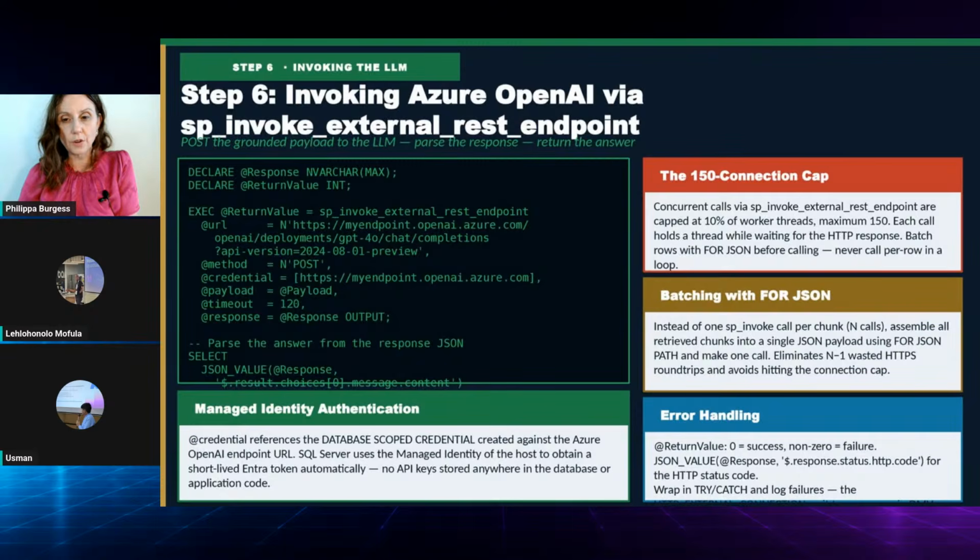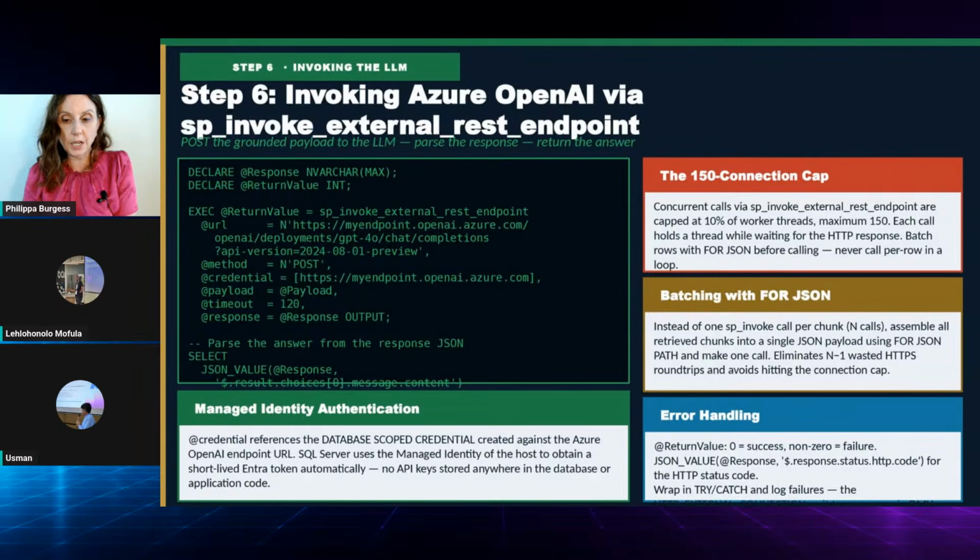So here you have the 150 connection cap. Concurrent calls via sp_invoke_external_rest_endpoint are capped at 10% of worker threads, maximum 150. Each call holds a thread while waiting for the HTTP response. Batch rows for JSON before calling. Never call per row in a loop.